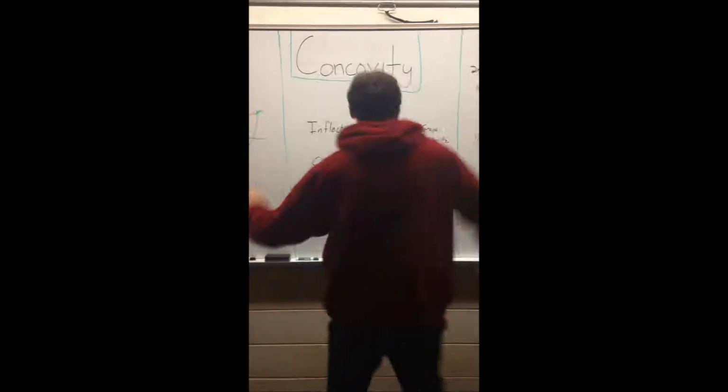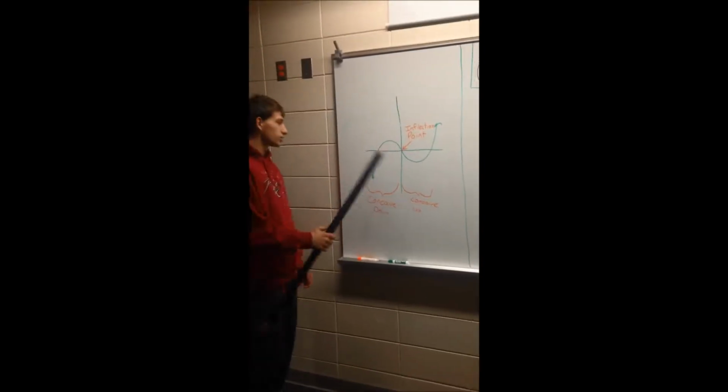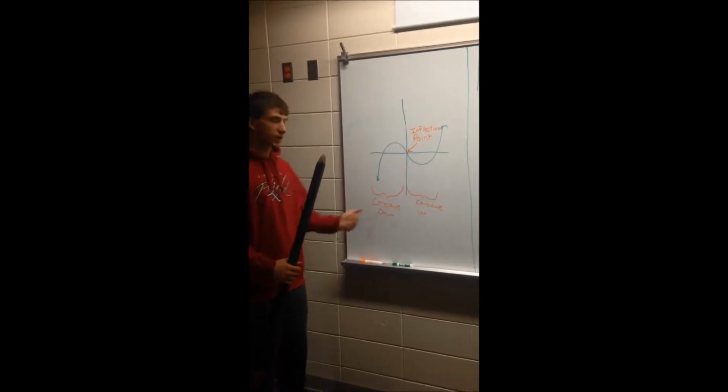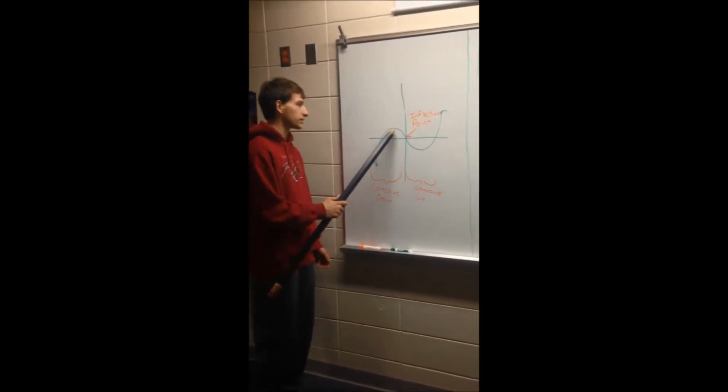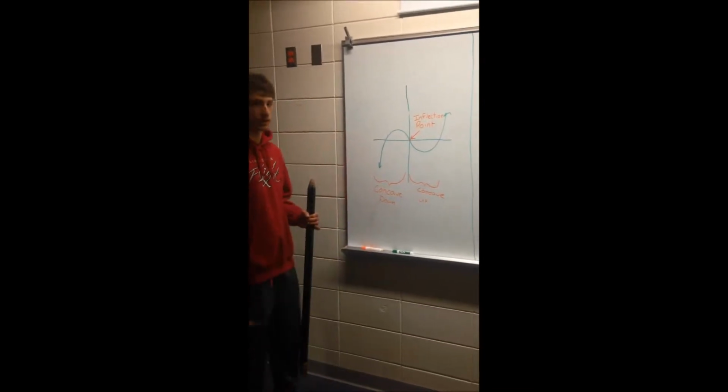Concavity. Two things to concavity. It's either concave up or concave down. For this first part of the graph, it's concave down because it's bending downward. That's basically what concavity is.